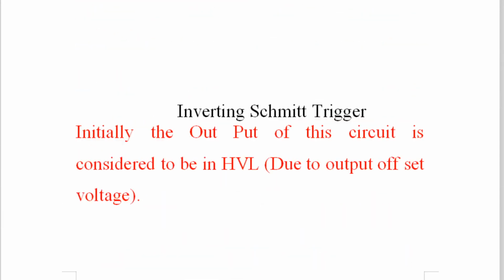So here I have written inverting Schmitt trigger. Initially the output of this circuit is considered to be in HVL, in brackets, reason. What is the reason? Due to the output offset voltage.